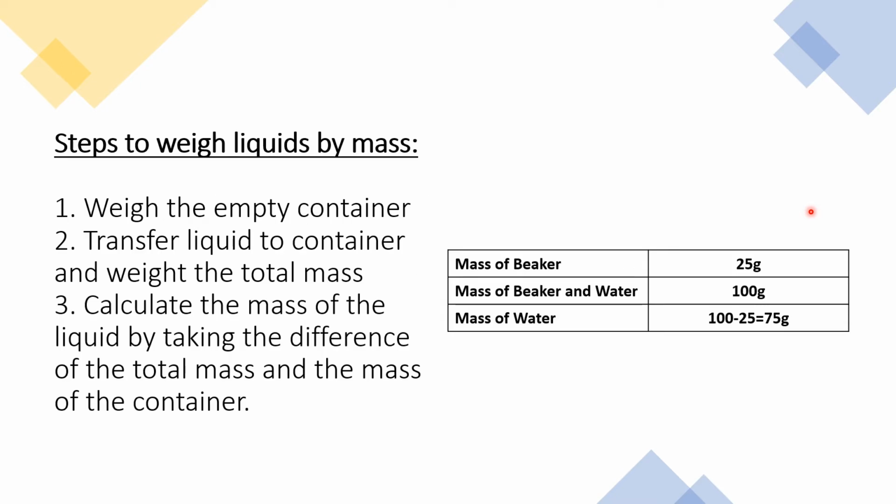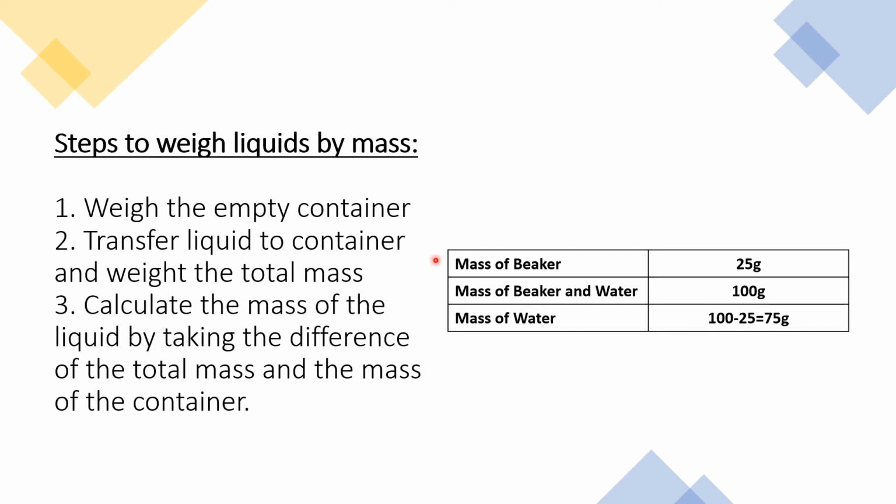So first off, before I actually show you the reaction that I undertook in the lab, I want to talk about how to weigh liquids by mass. The best way to do so is to weigh the container that you're about to put the liquid in, transfer the liquid into the container that you've just weighed, and weigh the total mass. Excuse the typo, but we're going to weigh the total mass of the container and the liquid. We're then going to calculate the mass of the liquid by taking the difference of the total mass and the mass of the container.